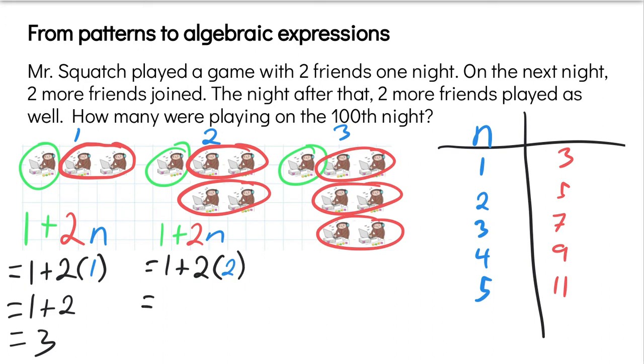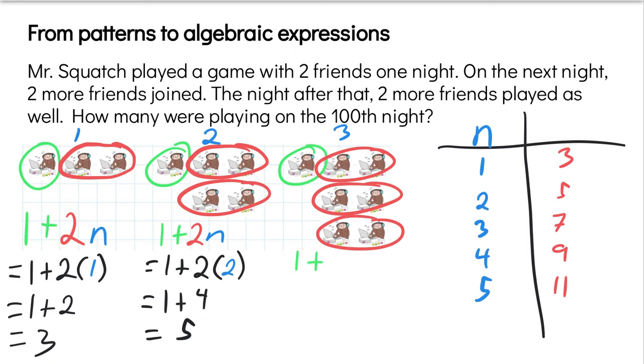Okay, let's work it out. It's 1 plus 4. 2 times 2 is 4, which gives us 5. If we look over here, what was our first one? It's 3. Our second term was 5, and that's what we find right here. It looks like this expression should fit all of them. Let's just double check to see if it fits for this last one.